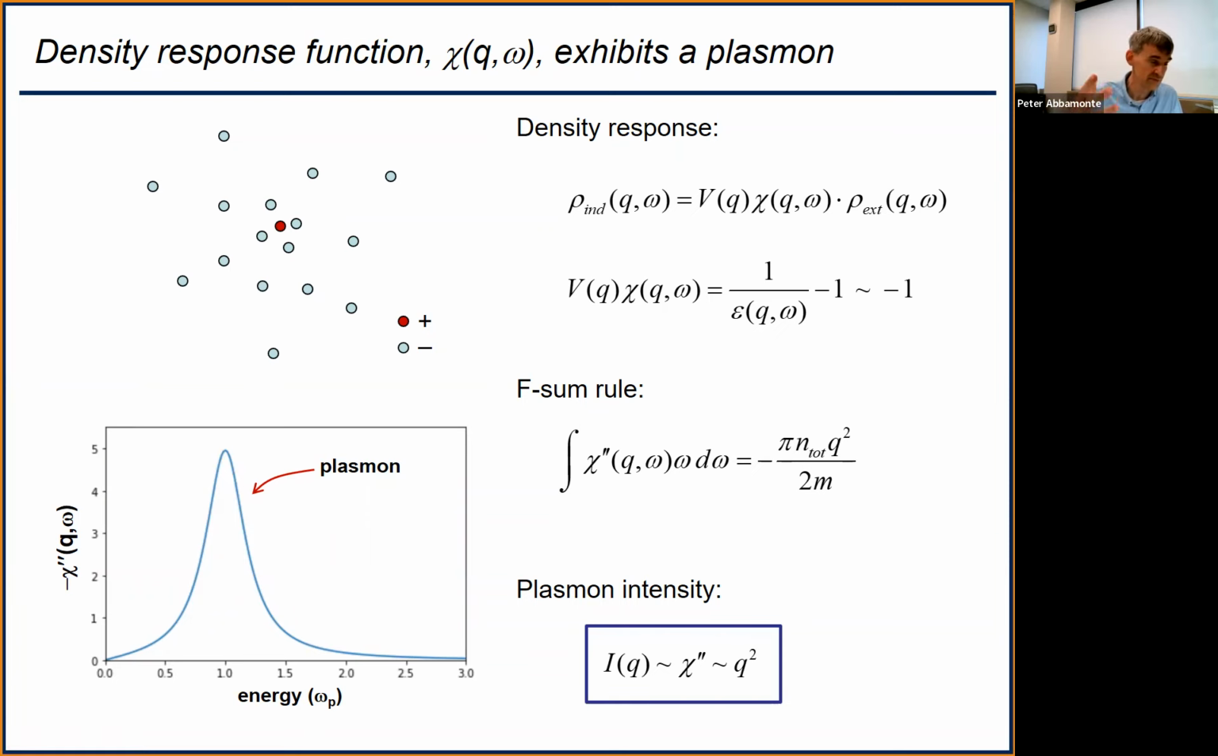And that's tied to the F sum rule and the compressibility sum rule and the fact that a metal is a thing that screens charge. Okay, so that's my summary of basic metals. So let's talk about David Pines's paper.